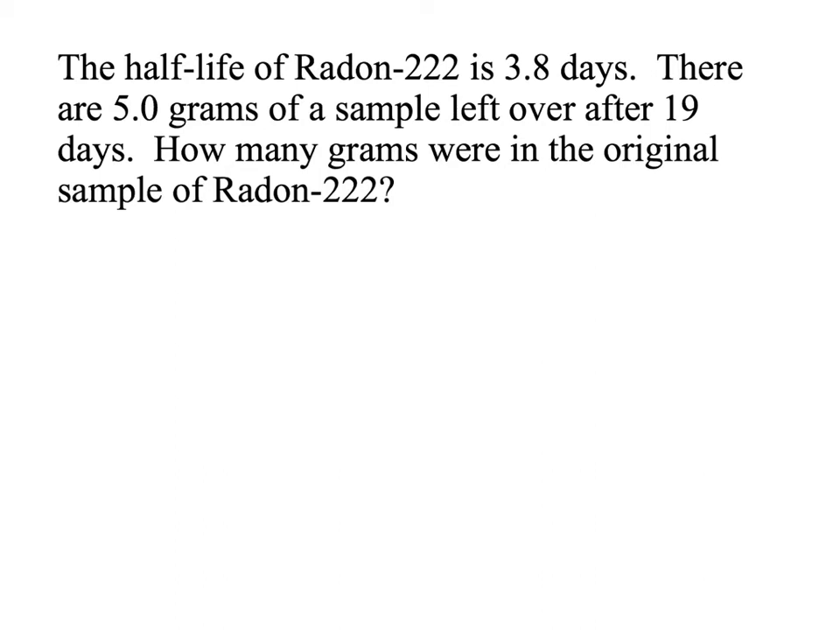Okay, and looking at this problem, it appears that the first thing we're going to have to determine is the number of actual half-lives. We're given the amount of time that has elapsed. We know that 19 days have occurred, and the known half-life for this sample is 3.8 days. If I divide 19 by 3.8, I determine that there are 5 half-lives that have passed. Notice I have 5 grams left over, and I want to know how much was in the original sample.